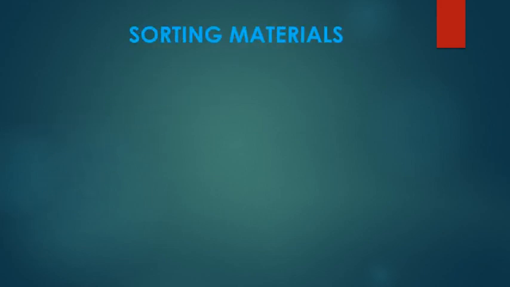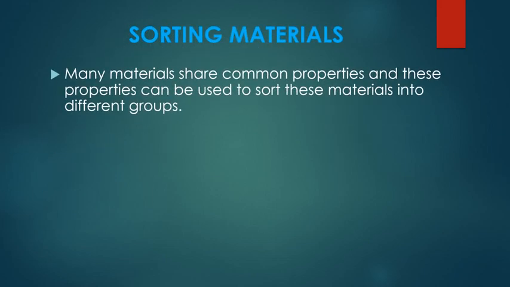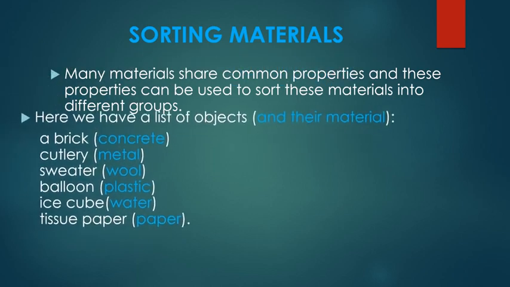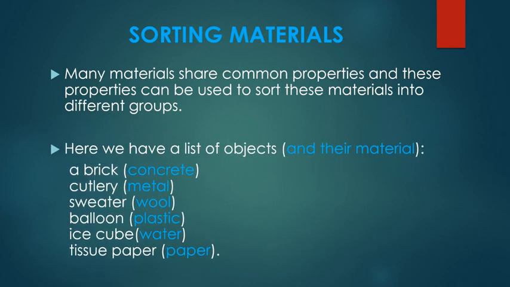Because materials share common properties, it's possible to sort or group these materials using those properties. Here we have a list of 6 objects made from different materials. We have a brick made of concrete, cutlery made of metal, a sweater from wool, a balloon from plastic, an ice cube made of water, and tissue paper made of paper. We are going to sort these 6 objects using 2 different sets of properties.